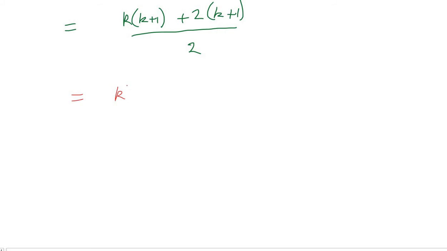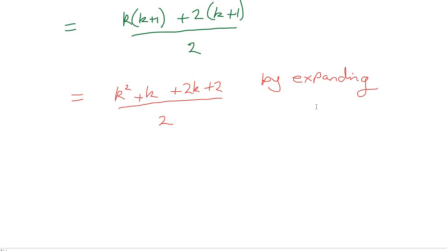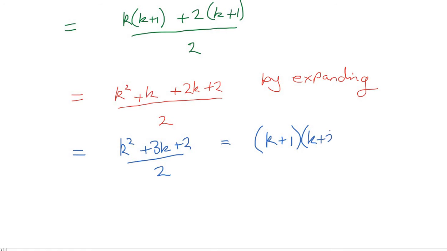So this is k squared plus k, and then the right bit we've got plus 2k plus 2 divided by 2. So by expanding. Right, and now we can see that this is k squared plus 3k plus 2 divided by 2, and we can factorize this. So if you look at this for a minute, you should be able to see that this is k plus 1 times k plus 2 over 2.